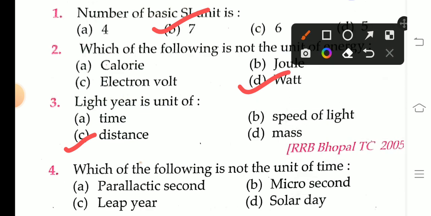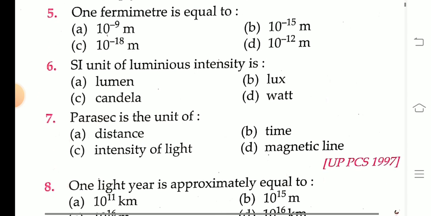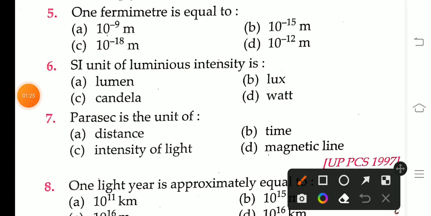Which of the following is not the unit of time? Parallactic second. Next, 1 Fermi meter is equal to 10 to the power minus 15 meter. SI unit of luminous intensity is candela.